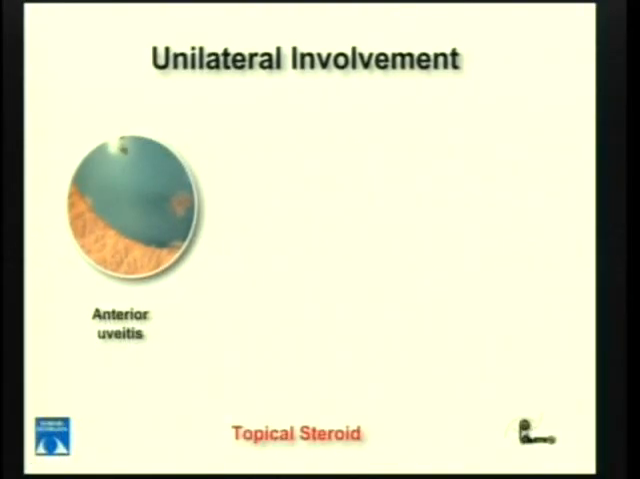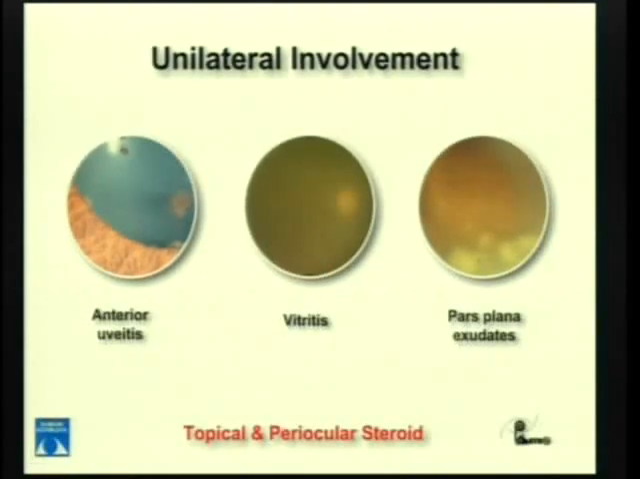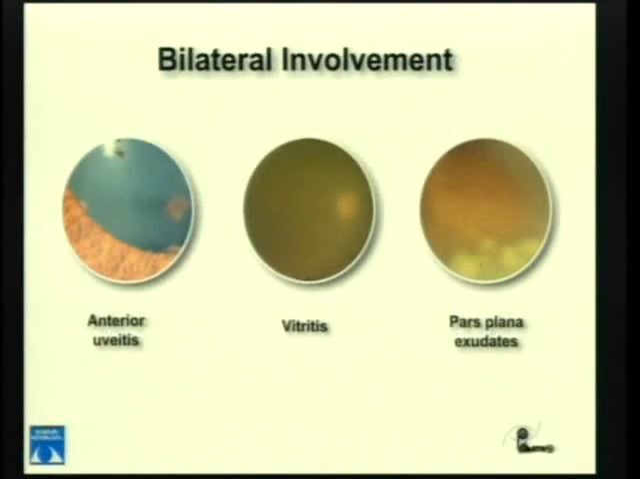You will start topical steroid. If the inflammation is severe, you will use topical steroid frequently. If it is less, then you will use it 4 to 6 times a day. Correct? So now the same picture, same kind of slit lamp picture, but there is vitritis and the pars plana exudate. The anatomical location is changing, unilateral involvement. You will treat with topical and periocular steroid. Same pattern, only the bilateral involvement. What will be your treatment of choice?